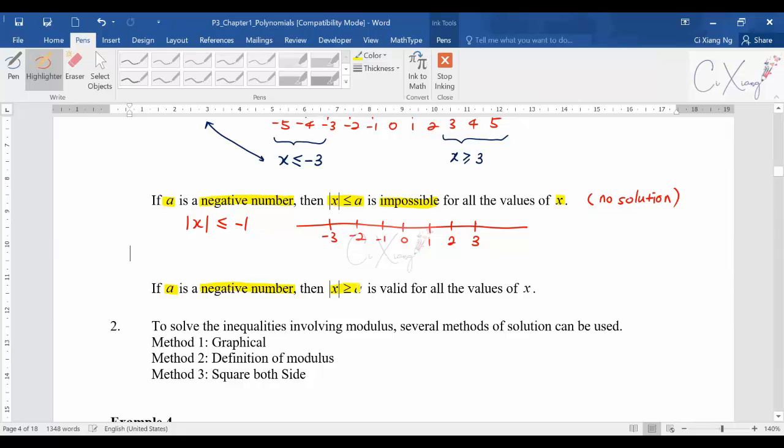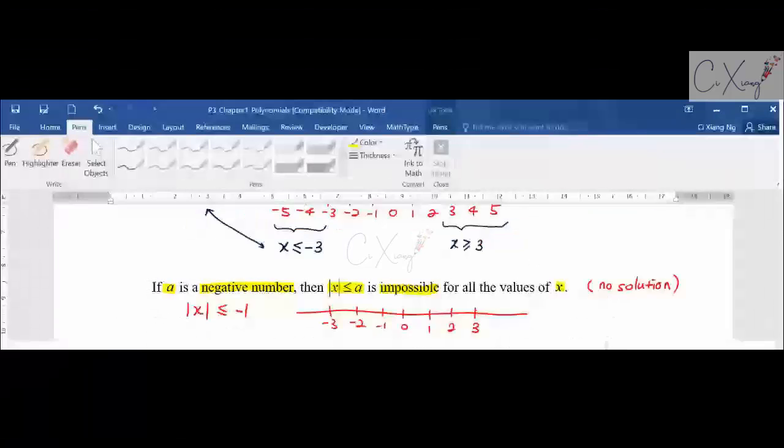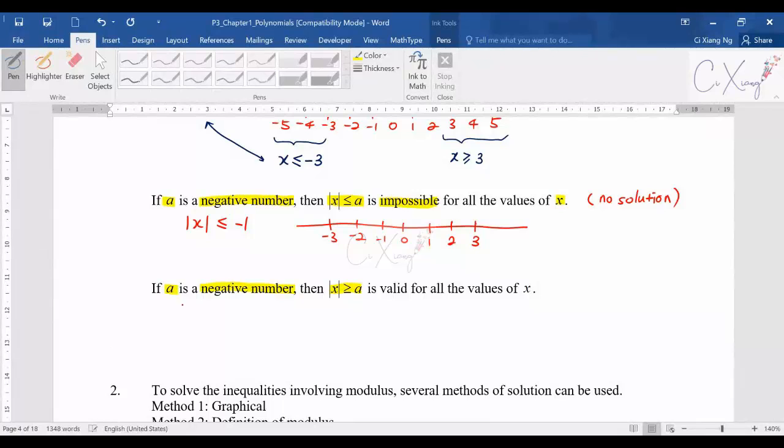then what will happen for modulus x greater than A? Maybe you can try. Let's say now I have modulus x greater than or equal to -1. Again, you can still try all the numbers on the number line. You can try a few by using common sense only. If you put in -3, modulus -3 becomes 3. So 3 is greater than or equal to -1. So this is a correct value. If you continue with every single value, you will see that it is always true.